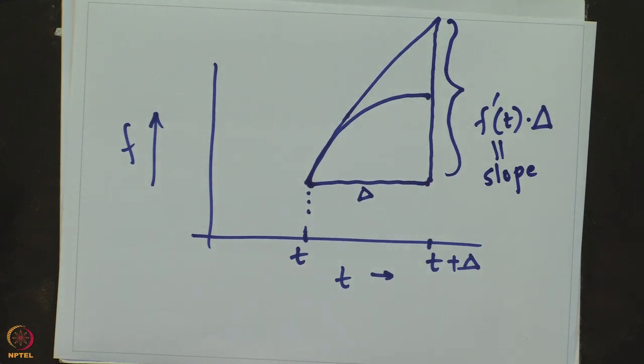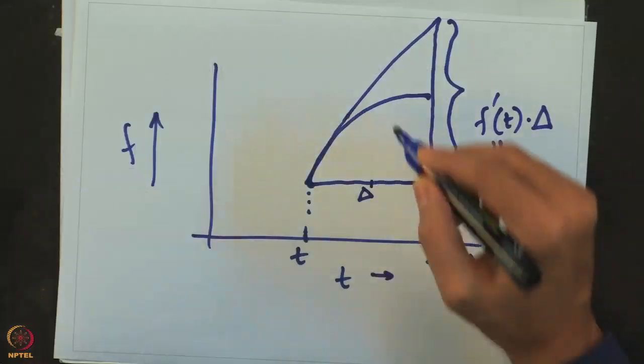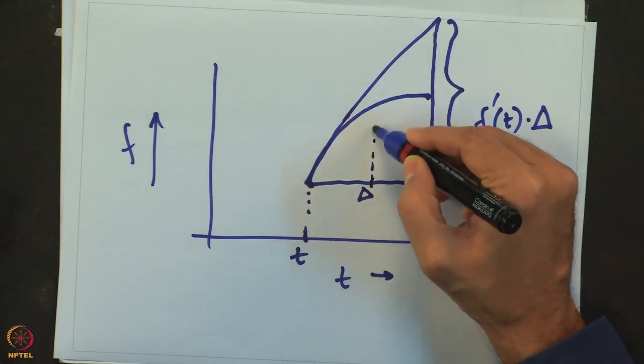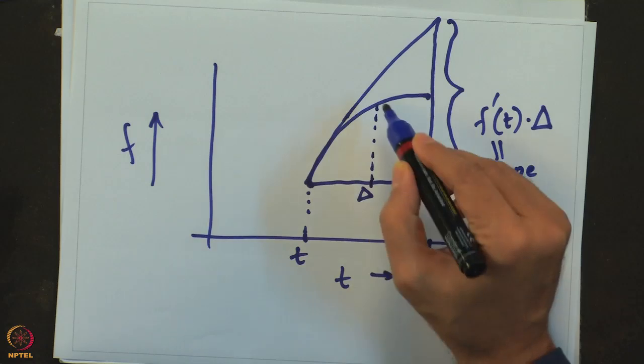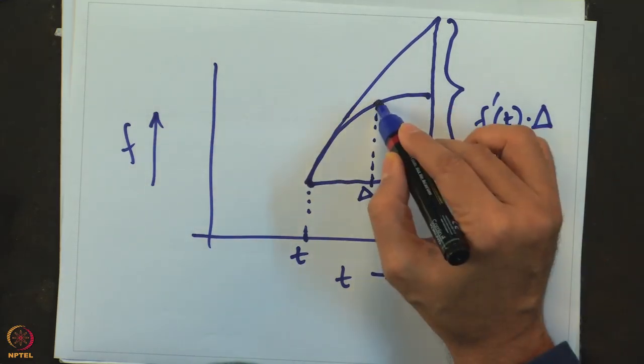All right. So what is the second order method saying? It is saying that, look, don't take the slope at time t, but take it at time t plus delta by 2. So take it somewhere over here, and now the slope looks something like this.